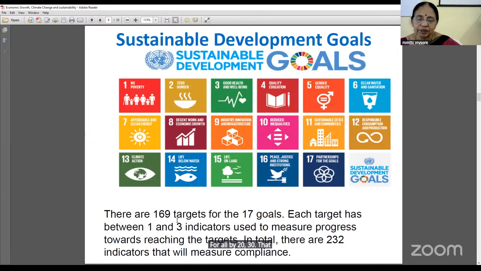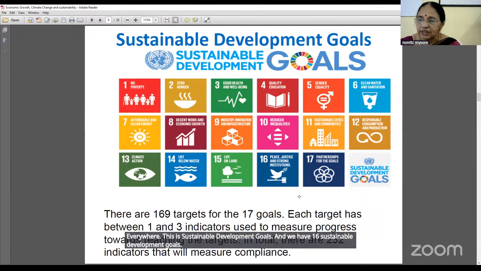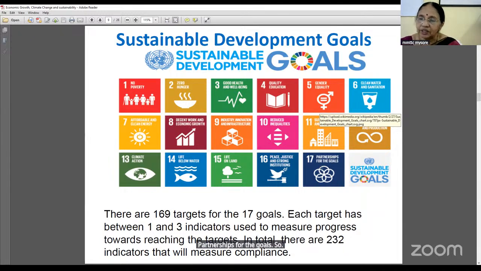That is a mission statement. All of you must have seen this everywhere. These are the Sustainable Development Goals, and we have 17 Sustainable Development Goals. The seventeenth one is partnerships for the goals. What the 17th goal says is that you achieve all these dimensions through what is called partnerships: partnerships at the global level, partnerships at the national level, partnerships at the local level.